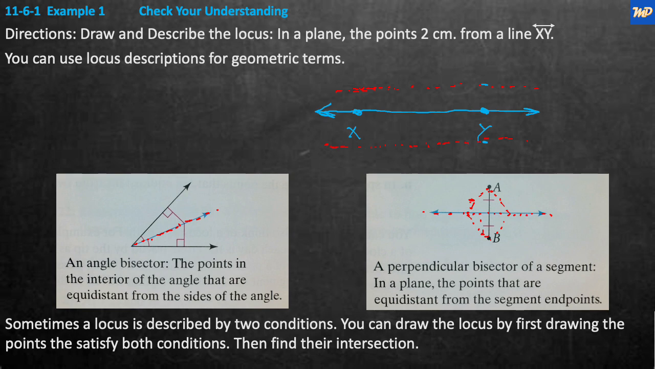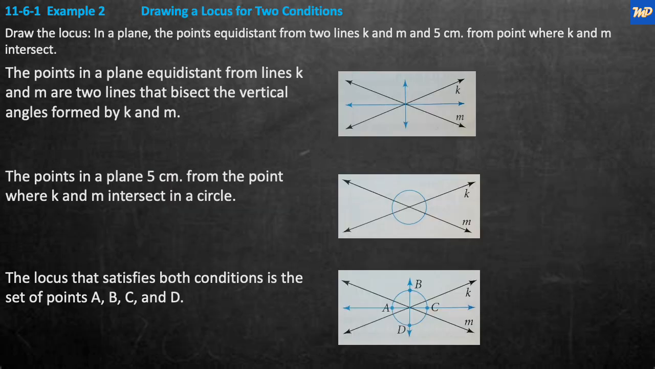Okay? Good. Okay, in example 2, we're looking at a couple of two condition sets of points. So our points in our locus now are going to satisfy two different conditions, and we'll talk about them and we'll look at them here. So draw the locus in a plane, the points equidistant from two lines K and M, and 5 centimeters from the point where K and M intersect.